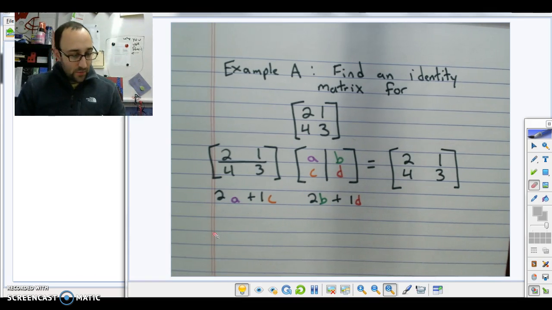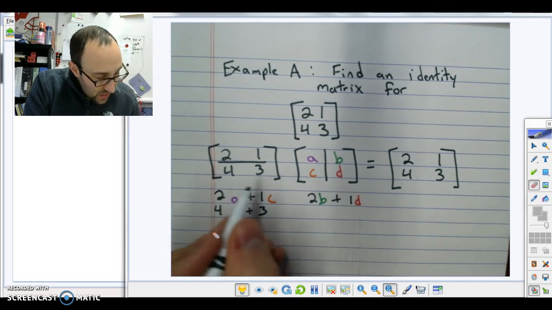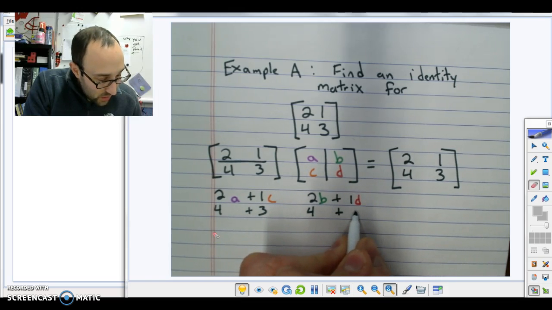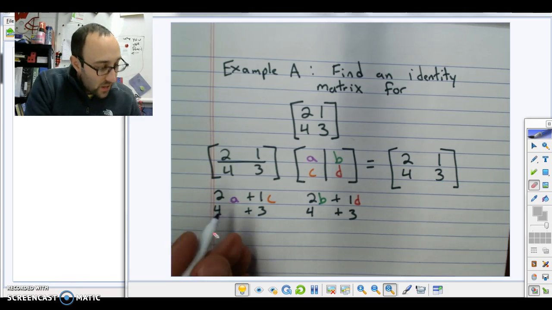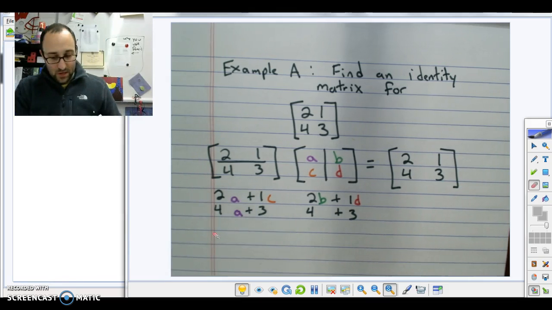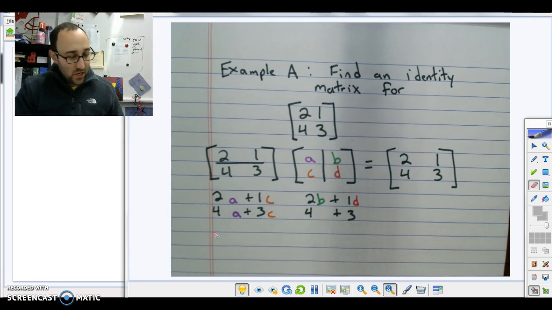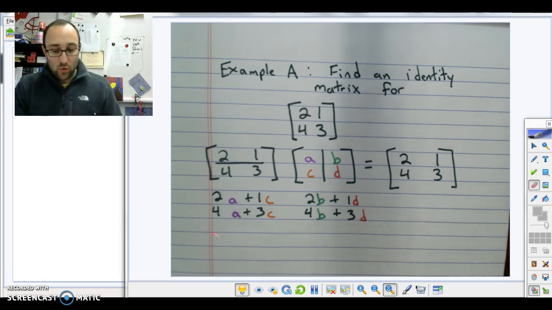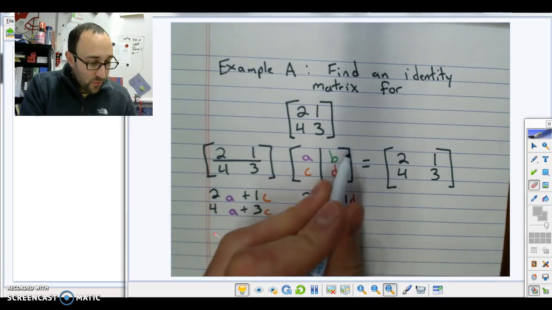And then we're going to go to the bottom. 4A plus 3C, and I'm going to do the same thing again, 4B plus 3D. So now I should be able to plug these in a little bit faster. And I've got A here, and then we're going to have C here, and then we'll have B and we will have D. All right, so that is going to be our new matrix, right? So that would be our new matrix if we multiply all those together.